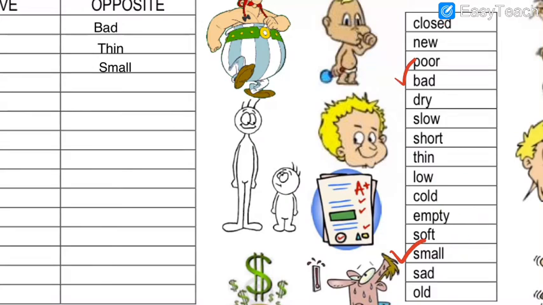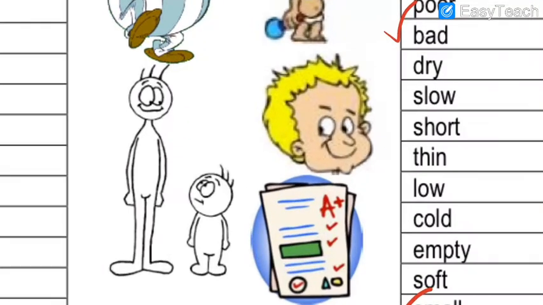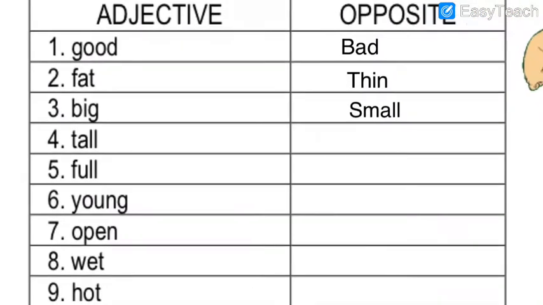1, 2, 3, 4 and 5. What answer did you get, students? Tall, opposite is short. Let us write the answer here. Short, S-H-O-R-T, short. I am taller than my brother; my brother is shorter than me. So if you compare the heights, you can use these terms, tall and short.